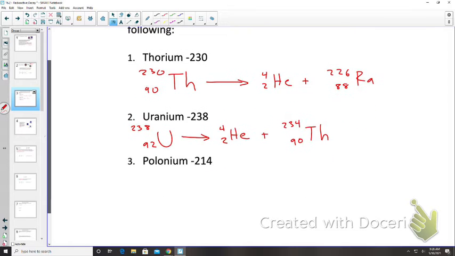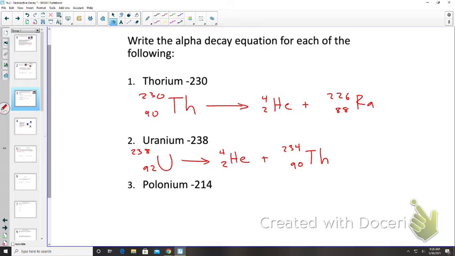Again, I would encourage you guys to try this one on your own, and it starts with locating polonium. Polonium has 84 protons, and we know that it has 214 protons and neutrons. And this decays via alpha decay. So we have a helium nucleus coming off. And if polonium-214 loses 2 protons and 2 neutrons, it becomes lead-210.